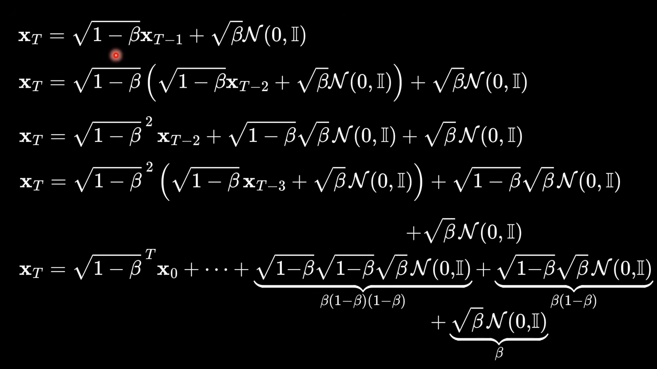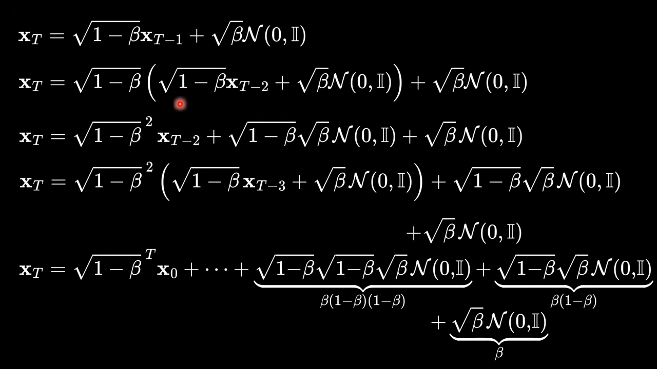So we apply the previous equation to the time step capital T, or the last time step, and so we get this equation. And here x capital T minus 1 can be replaced by, again applying that previous equation for the term xt minus 1.